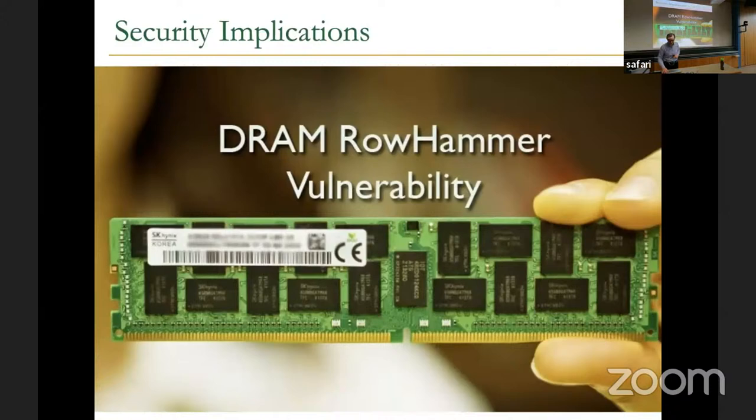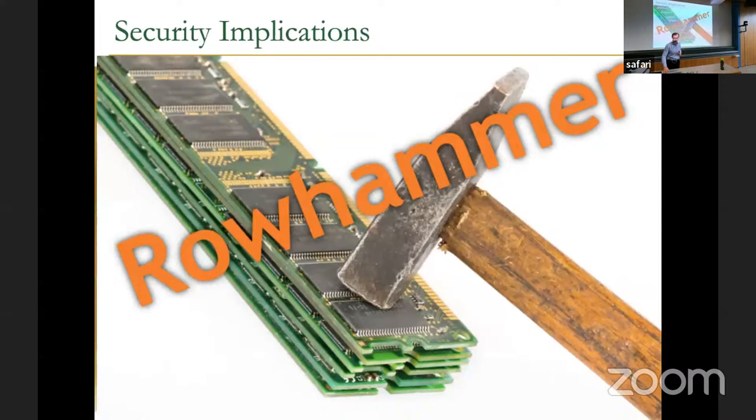Okay, so this is the RowHammer vulnerability essentially. It's a security problem because people have shown that you can actually take over the system, as we hypothesized, right? And people are drawing pictures like this. I like some of these pictures. People get creative with pictures also, as you can see. I think the name works nicely with the pictures.